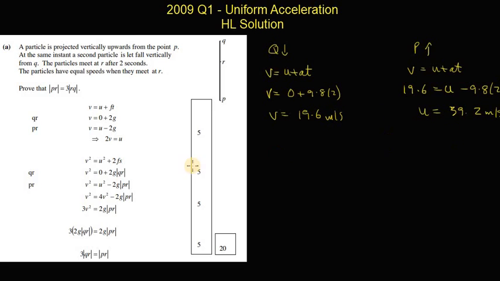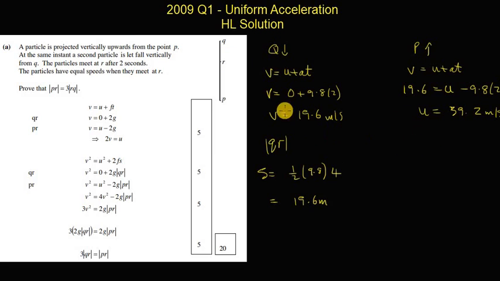Now we want to prove that the distance PR is equal to 3 times RQ. So let's just work out what these distances are. For QR, s is equal to ut plus half at squared. Well, its initial velocity is 0, and t. So half of acceleration is 9.8 and t squared, t is 2 seconds, that's 4. So that's going to give me 19.6 meters. That's what the distance QR is, 19.6.